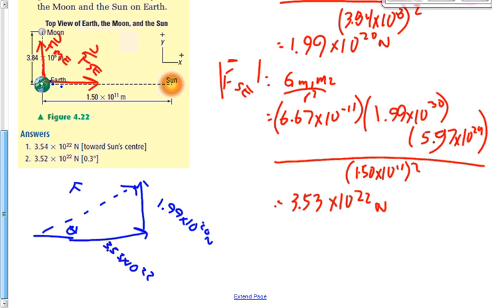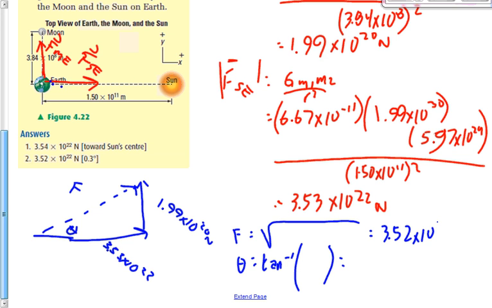We find that net force by doing the Pythagorean theorem. And we find the angle by doing the inverse tan function of opposite over adjacent. The force should work out to be 3.52 times 10 to the 22. And the angle should work out to be 0.3 degrees. Good.